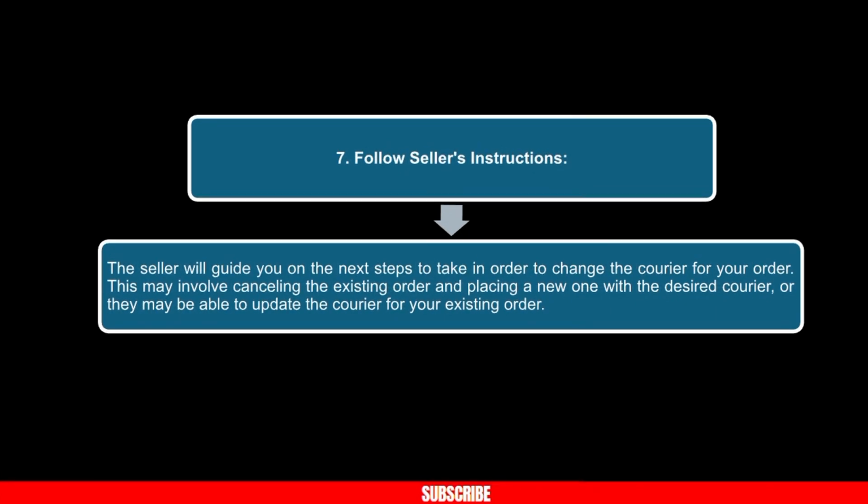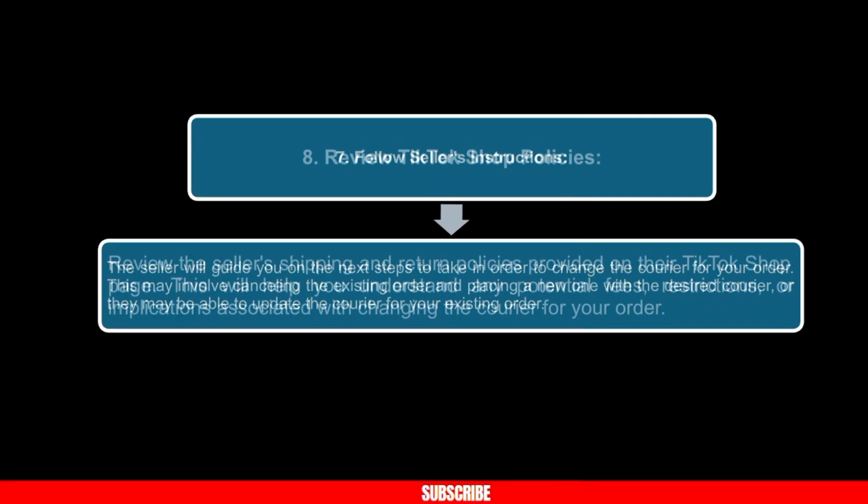So, follow seller instructions. In step number 7, the seller will guide you on the next steps to take in order to change the courier for your order. This may involve canceling the existing order and placing a new one with the desired courier, or they might be able to update the courier for your existing order.